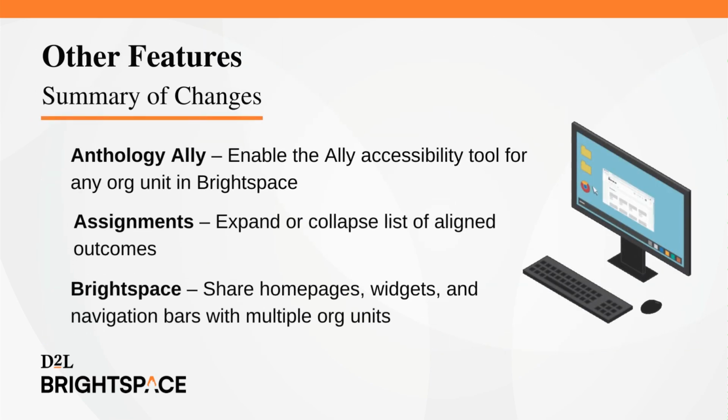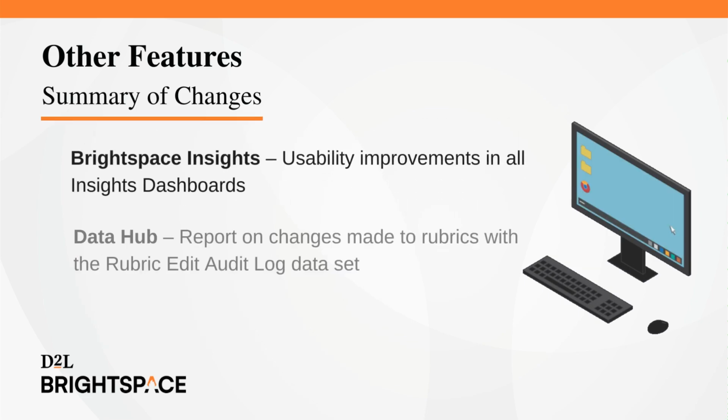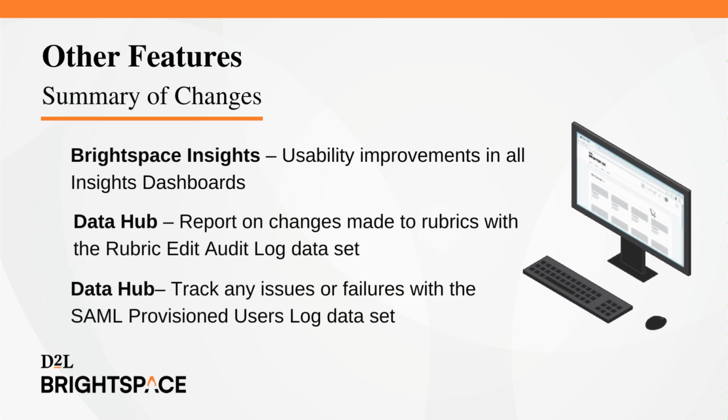Finally, let's take a quick look at the other features for this month's release. Enable the Ally Accessibility tool for any org unit in Brightspace with Anthology Ally. In assignments, expand or collapse the list of aligned outcomes. Share home pages, widgets, and navigation bars with multiple org units in Brightspace. Brightspace Insights features usability improvements in all Insights dashboards.